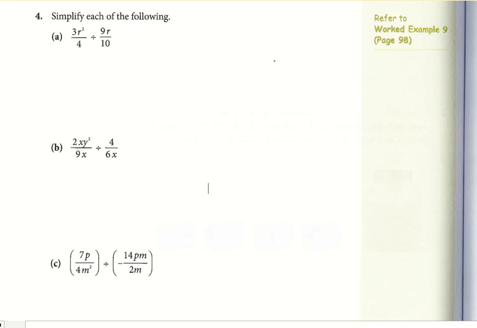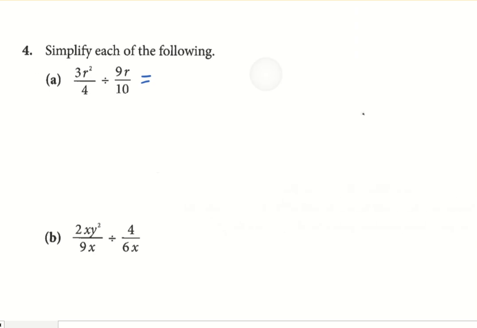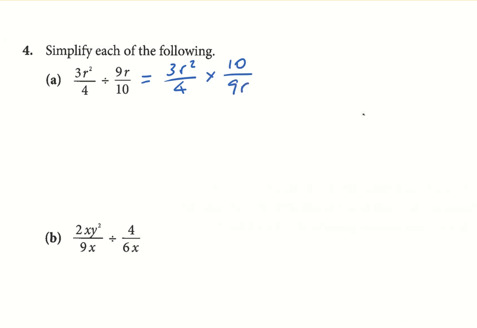Let's now go through our workbook exercise 3C question 4, which was our homework question. So we have a fraction divided by a fraction. We said that we should keep, change, and flip. So we have 3r squared over 4, change and flip, 10 over 9r. And then we taught you to put all the numbers together first, divided by 4 times 9 times r.